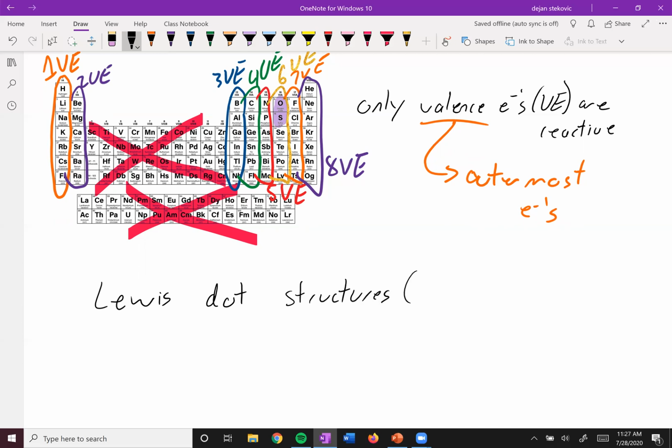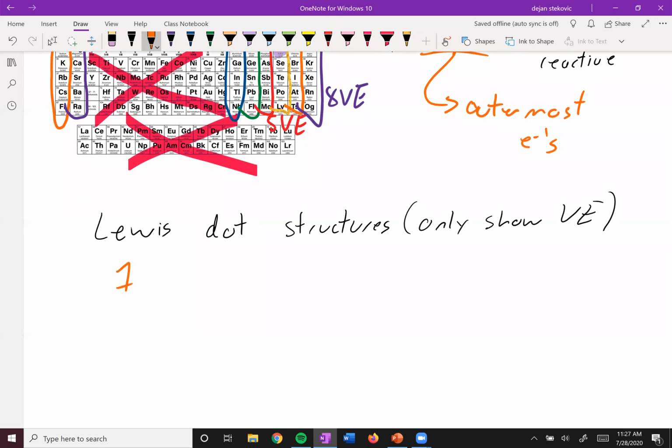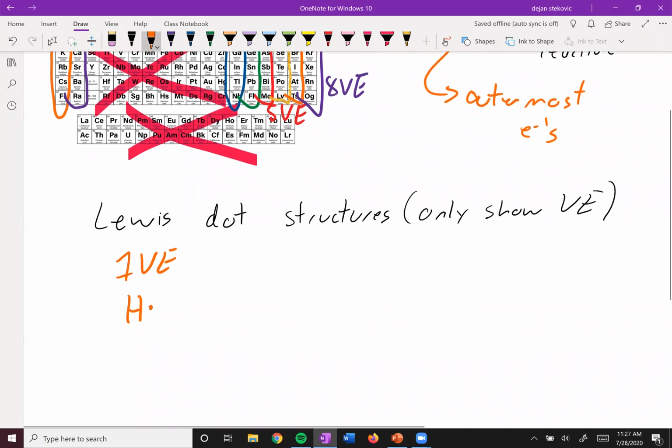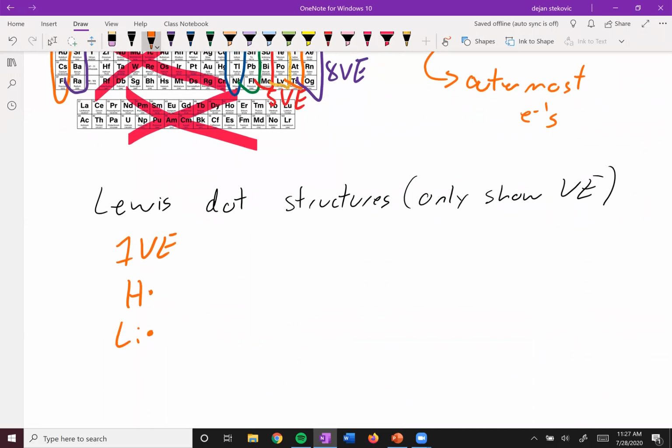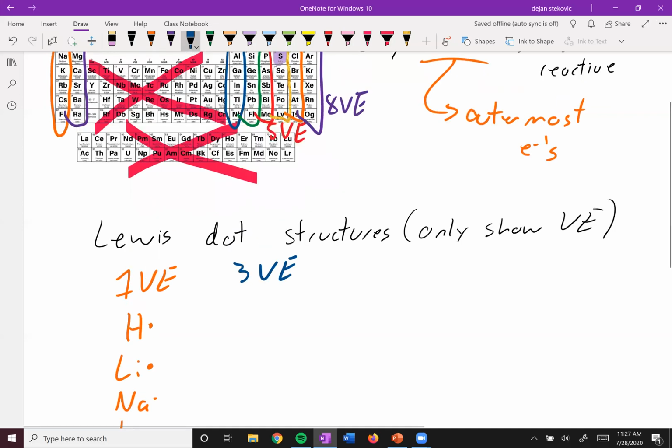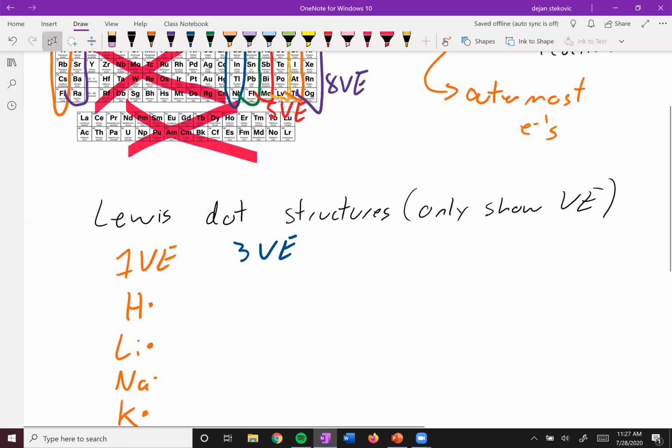Right here, we only show the valence electrons. So for example, when we have one valence electron, that's hydrogen, we just draw one dot next to it to represent our valence electron. And then everything in the same group is going to be the same, right? Lithium, sodium, potassium, they all only have one valence electron. If we take a look at things that have three valence electrons, such as boron and aluminum, we put three dots around it, right? The three dots, one on each side, don't group them together until you have to, right?